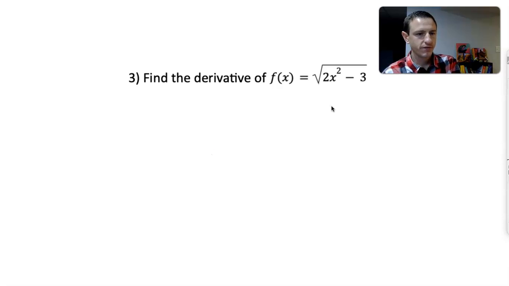In this example, we have the square root of 2x squared minus 3, and we're asked to find the derivative of the square root of 2x squared minus 3. This one's interesting because we have all of this underneath a square root: 2x squared minus 3, all underneath the square root.